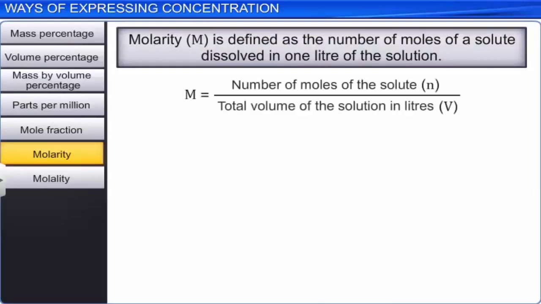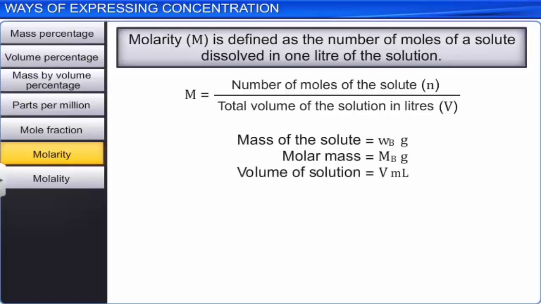If Wb grams of the solute of molar mass Mb is present in V milliliters of a given solution, then M is equal to Wb divided by molar mass Mb, multiplied by 1000 by V ml.